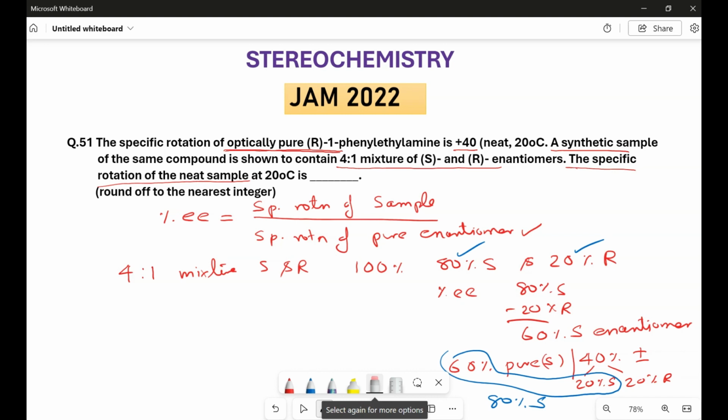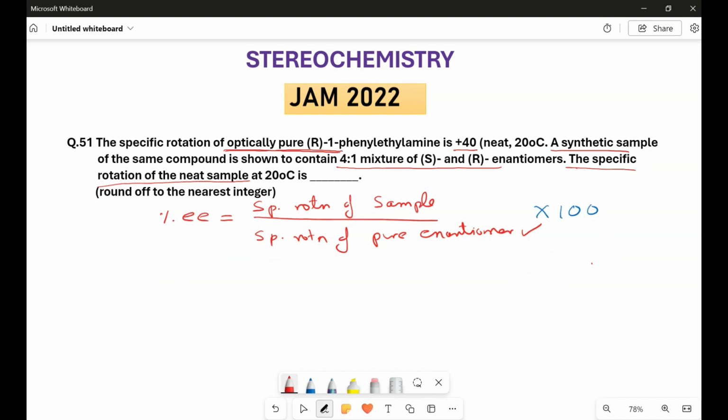Okay. Now substitute the same in the formula. So percentage enantiomeric excess is 60. Specific rotation of sample I don't know. Specific rotation of pure enantiomer is 40 multiplied by 100. So x will be equal to 24.